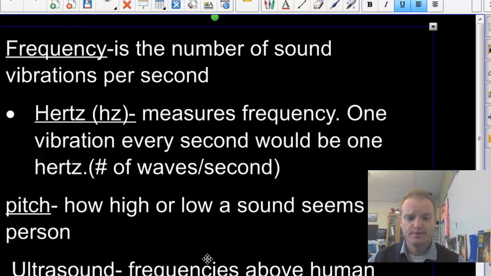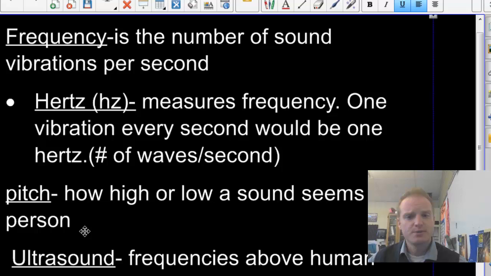And so to find the hertz, you divide the number of waves by the time, by seconds. So when you see that symbol hertz next to a number, that means how many waves per second. So 100 waves per second would be 100 hertz. 1,000 waves per second would be 1,000 hertz. Now, some terms we use to talk about frequency is pitch, how high pitched or low pitched something is. The higher the pitch, the higher the sound seems. The lower the pitch, the lower the sound.